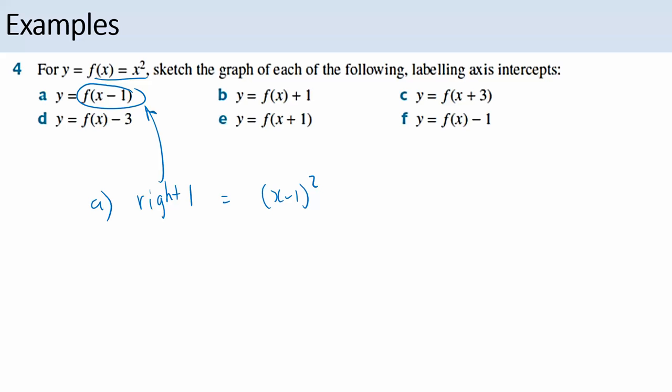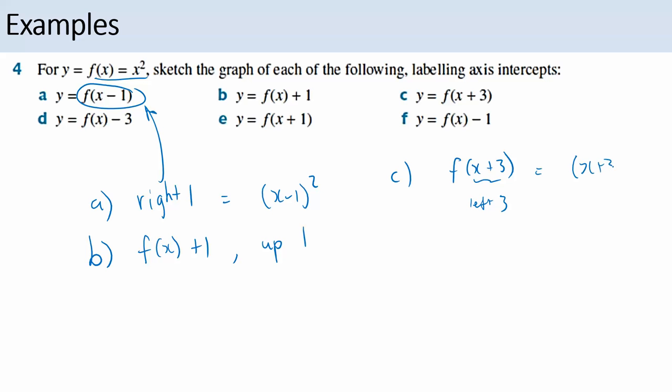Okay? Next one. B. What about if I had f of x plus 1? What does that tell me, Charlotte? Good. This tells me up 1 unit. Next one. C. Anne. What does f of x plus 3 mean? Very good. This actually means left 3, because essentially you're really just doing x plus 3 squared. If you were to read that from what I taught you in chapter 5, it means to the left by 3. Let x plus 3 equal 0. Solve for x. Okay? Next one, D. Trent. What does f of x minus 3 mean? Down 3 units. Good.